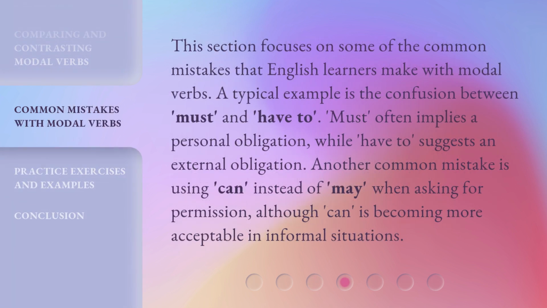This section focuses on some of the common mistakes that English learners make with modal verbs. A typical example is the confusion between must and have to. Must often implies a personal obligation, while have to suggests an external obligation. Another common mistake is using can instead of may when asking for permission, although can is becoming more acceptable in informal situations.